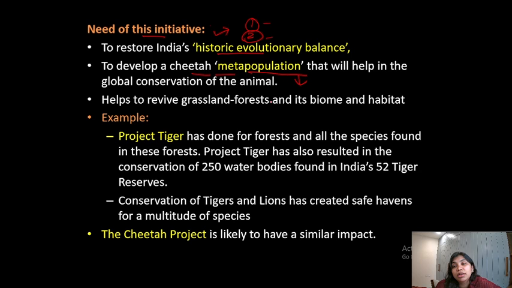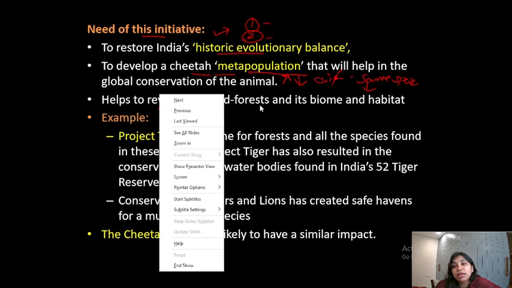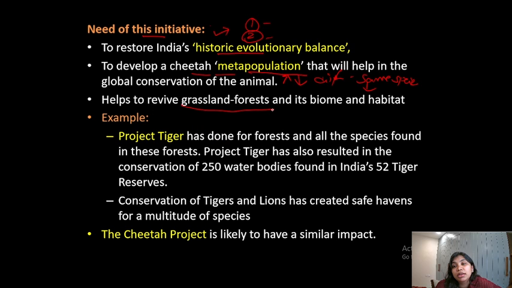What is a meta population? We distribute the same species in different places and help them to repopulate. Somehow there will be a connection between these populations, as we are bringing the same species to another place also. So that is a meta population. Now, this helps to revive the grassland and forest ecosystems in India. The total ecosystem of grasslands will be developed.